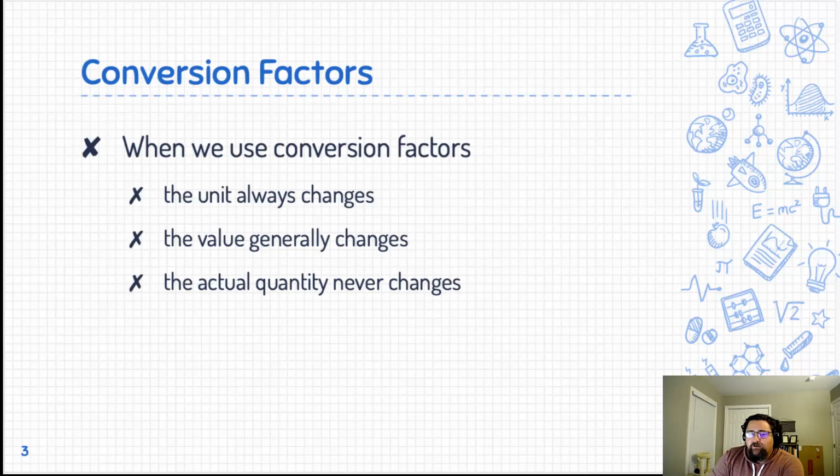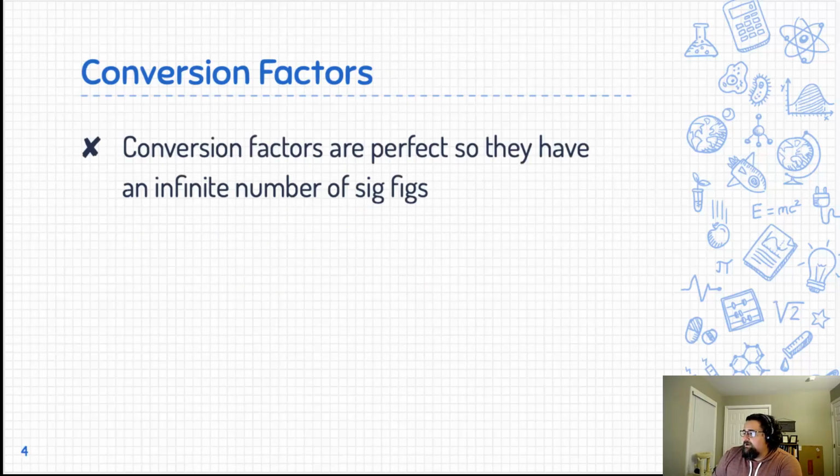But the quantity we're talking about does not change. They are equivalent measurements. So if we had 36 eggs or 3 dozen eggs, we're still talking about the same quantity of eggs. We're just representing it in a different way. Conversion factors are perfect. They're going to have unlimited sig figs, which means that when we're doing any calculation with significant figures, you can just ignore this. It does not impact sig figs as they are infinite. If we haven't gotten into sig figs yet, we will.